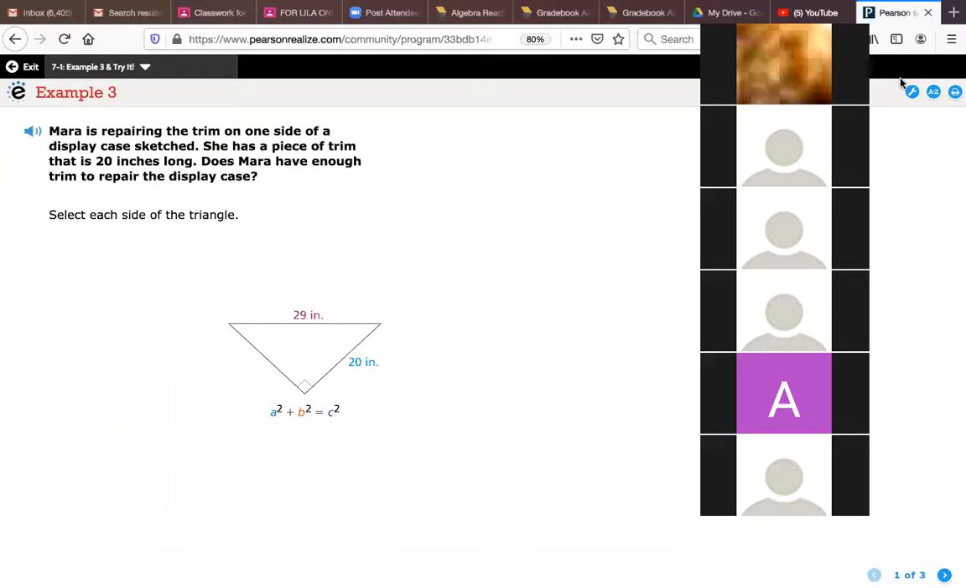Then I subtracted 400 on both sides. Can you guys see what I'm doing on the whiteboard? I can't tell. Yes. Okay. Subtract 400 on both sides, minus 400, minus 400. Very nice. And then I got b squared equals 441. And then I got the square root and got b equals 21. Perfect. Very nicely done.